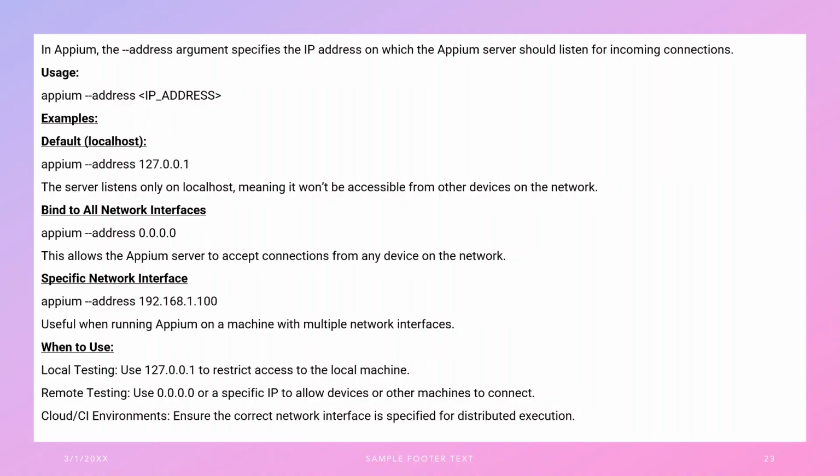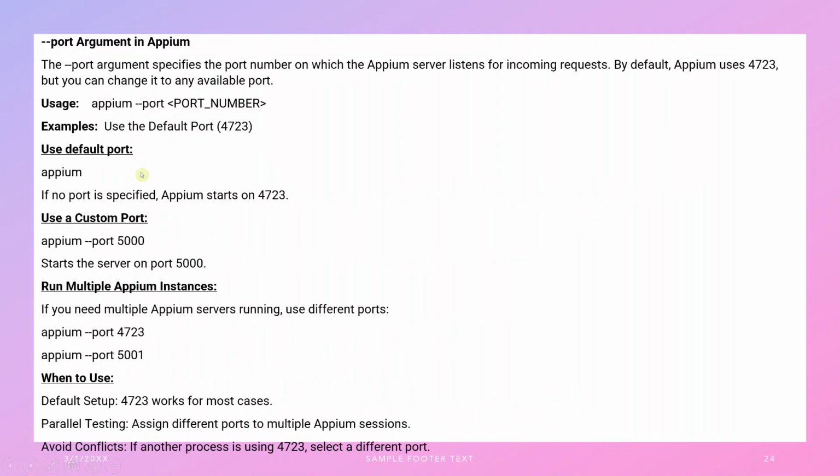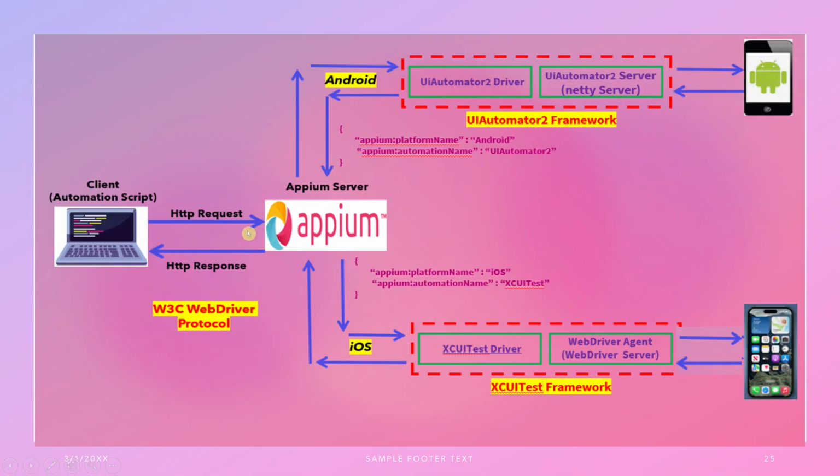Now the second argument is the port. The port argument in the Appium server specifies the port number on which the Appium server listens for incoming requests. As you know, by default Appium uses 4723, but we can change it to any available port. The default is 4723. Previously we saw the IP address, now we are working with the port. So here, the incoming connections use the IP address and the port.